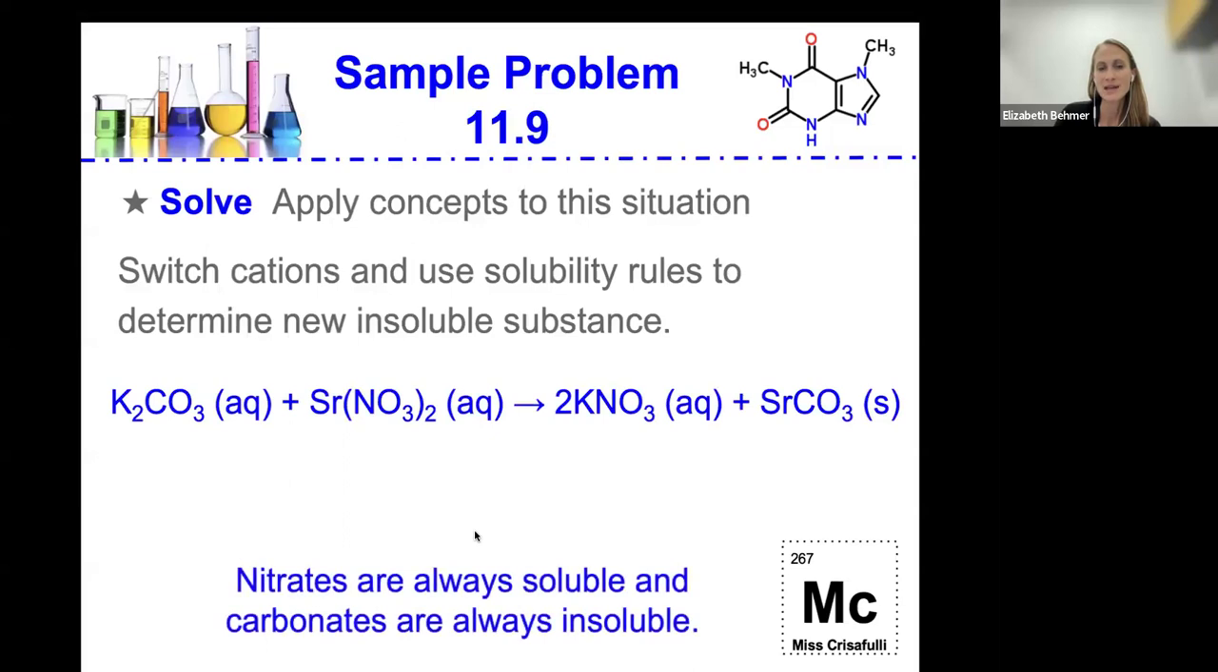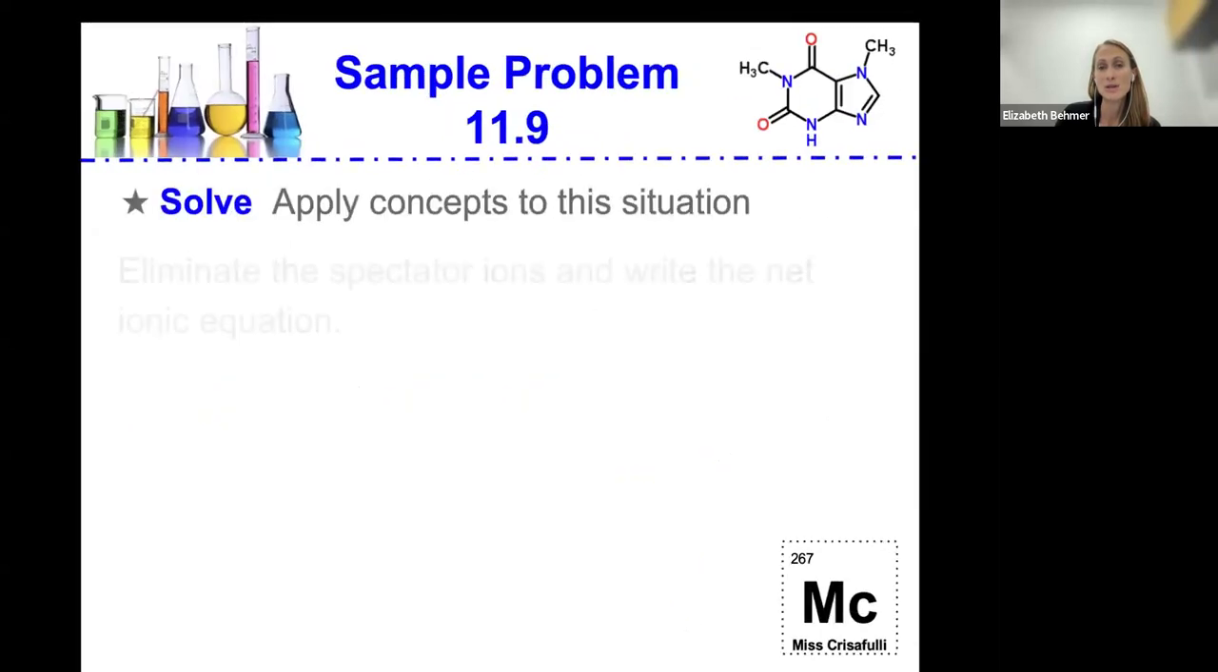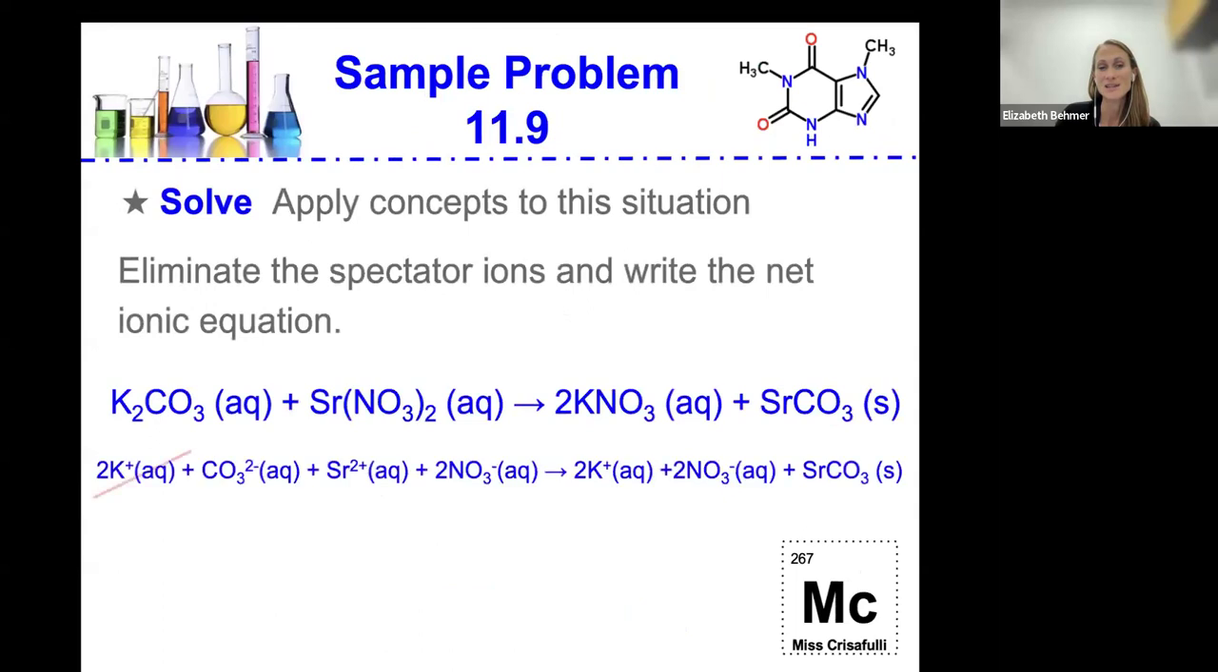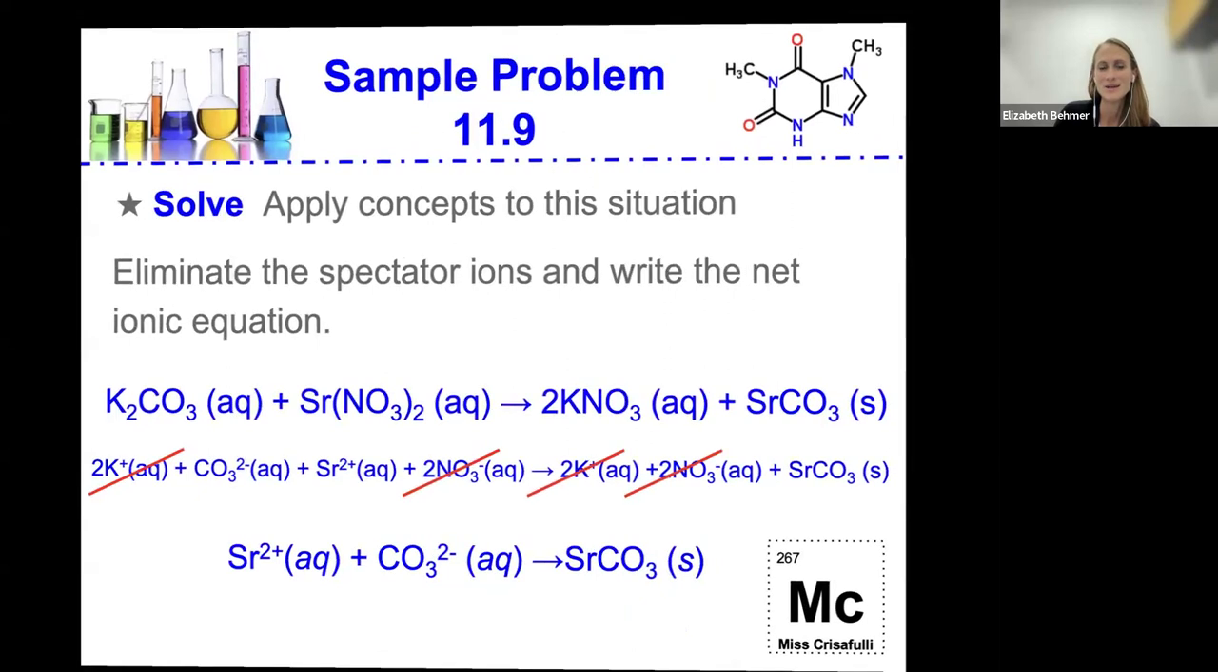So we've switched the cations around. We know that nitrates are always soluble and carbonates are always insoluble. So we know that a precipitate will form. We'll separate everything out into its components. We'll eliminate the spectator ions, and then we'll be left with our balanced equation with the two aqueous ions equaling the solid precipitate, because we know the carbonate will be a solid.